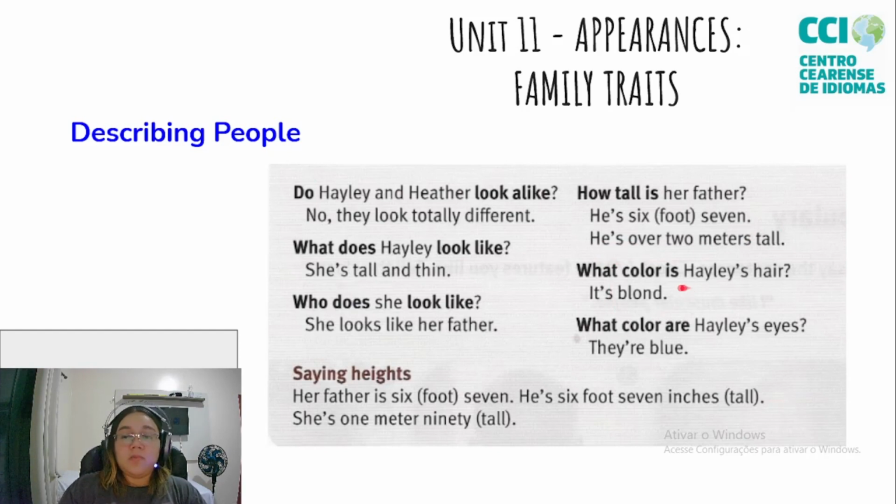When we talk about color, it's the same. It's the double H question. And here the noun, the color, is Haley's hair.